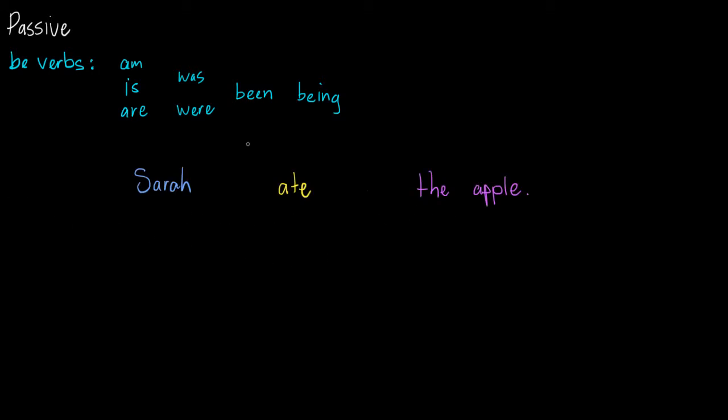Sarah ate the apple. So it's not passive. How do we know it's active? We look for the main verb. We look to the left. And if that's the doer or the agent of the verb, we know it's active. So did Sarah do the eating? And she did. So we know it's active.